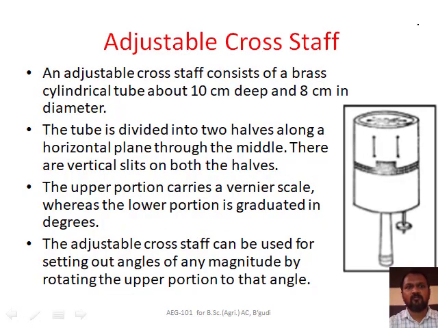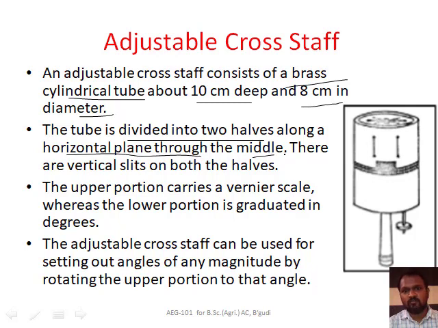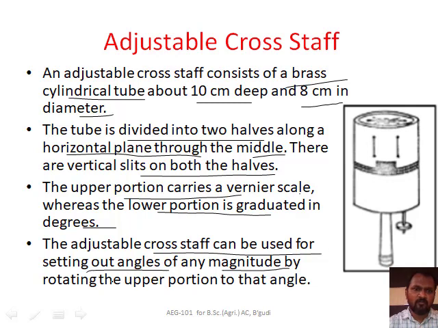And the adjustable crosstop. This adjustable crosstop consists of a brass cylindrical tube about 10 centimeter deep and 8 centimeter in diameter, and the tube is divided into 2 halves along a horizontal plane through the middle. There is a vertical slit on both the halves. The upper portion carries a vernier scale whereas the lower portion is graduated in degrees. The adjustable crosstop can be used for setting out right angles of any magnitude by rotating the upper portion. So this is the adjustable crosstop.